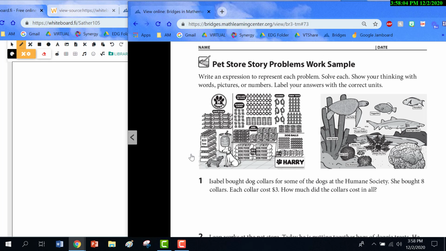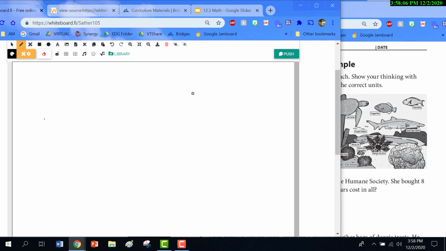So we know that Isabel bought 8 collars. And we know that each collar costs $3 each. She bought 8 collars for $3. I want you to think, how would you solve this?